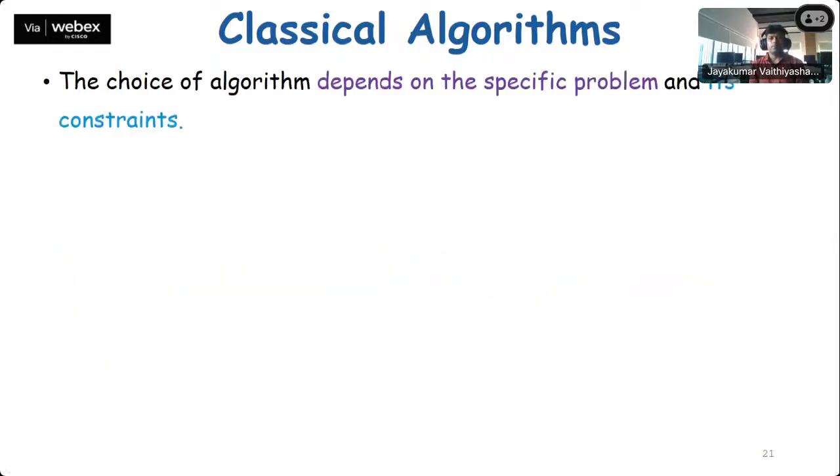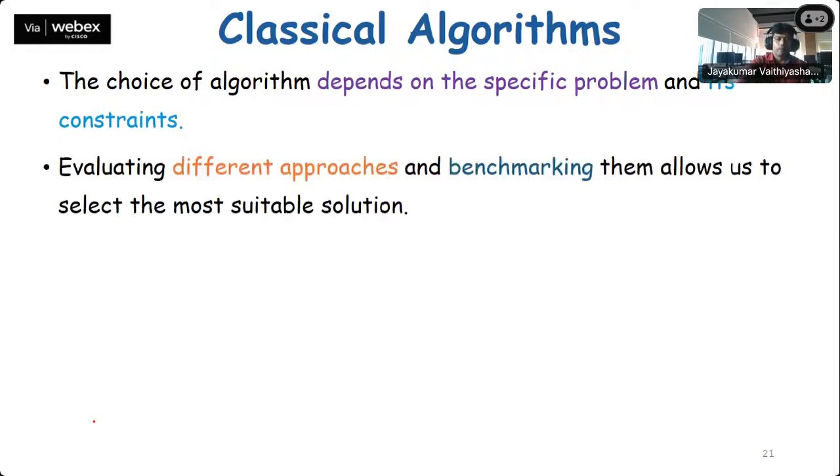The choice of algorithm depends upon the specific problem and its constraints. So each and every problem is entirely different and contains so many different constraints. You need to understand all these parameters, then only decide the solution. There will be multiple solutions available for the same problem, right? And each solution approaches it in a different way. And you need to benchmark all these solutions to select the most suitable solution.